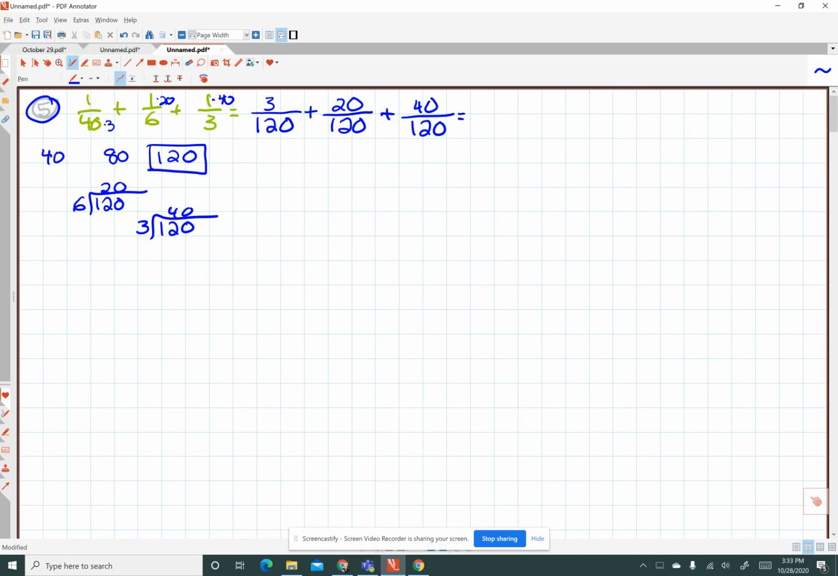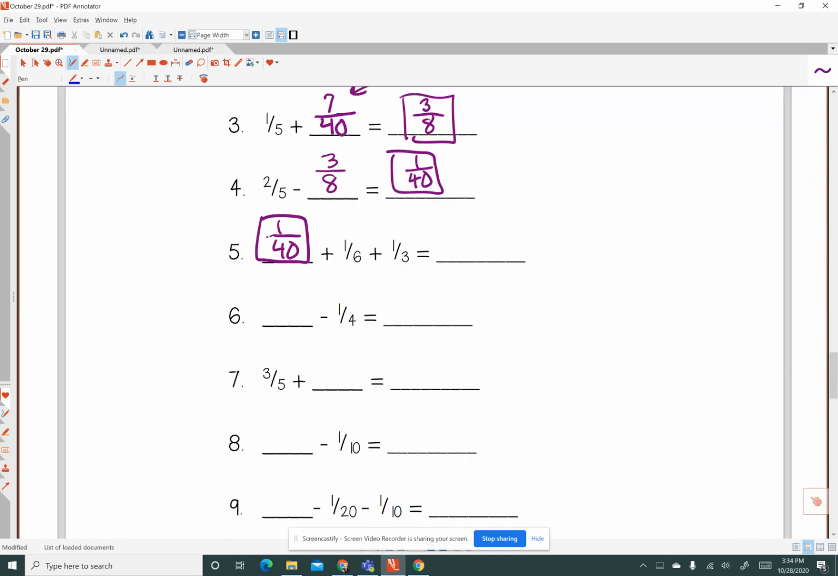Now, we add that all together. 40 plus 20 is 60, plus 3 is 63/120ths. And I think we could divide, I know we could divide both of those numbers by 3. 63 divided by 3 is 21. 120 divided by 3 is 40, and that's a final answer. That was a heavy hitter for you guys. So 21 over 40.